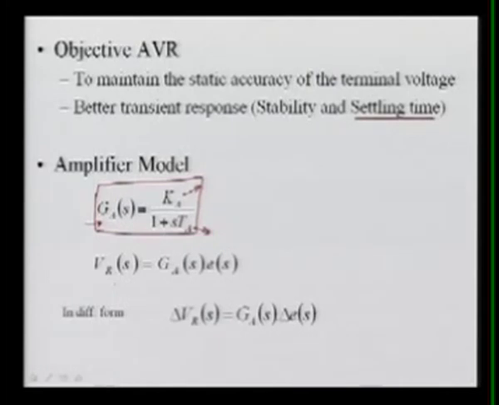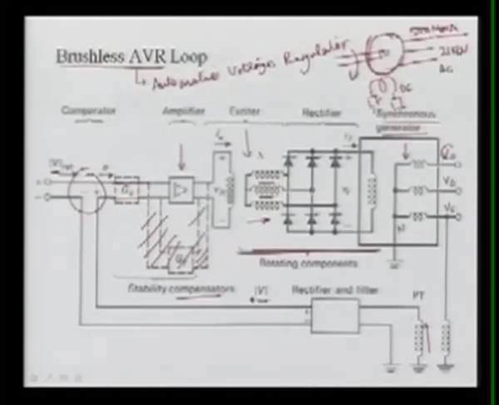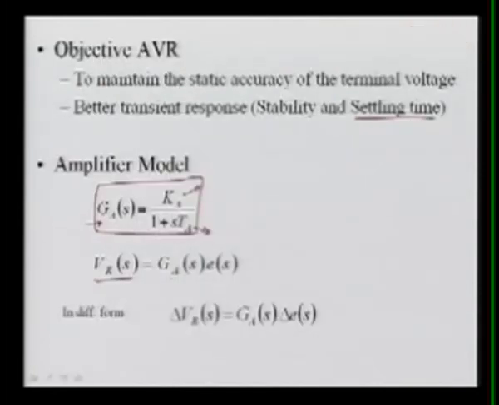So what will VR be? From here again you can see this is your VR voltage. This voltage, E, is coming here. So E multiplied by GS, we are getting VR. So simply VR will be E, that is the error signal. This error signal is nothing but the difference of your reference minus your actual terminal voltage, and then it is multiplied by the transfer function of your amplifier. So we can write VR, that is the excitation field voltage here, the exciter field voltage, not the generator field voltage.